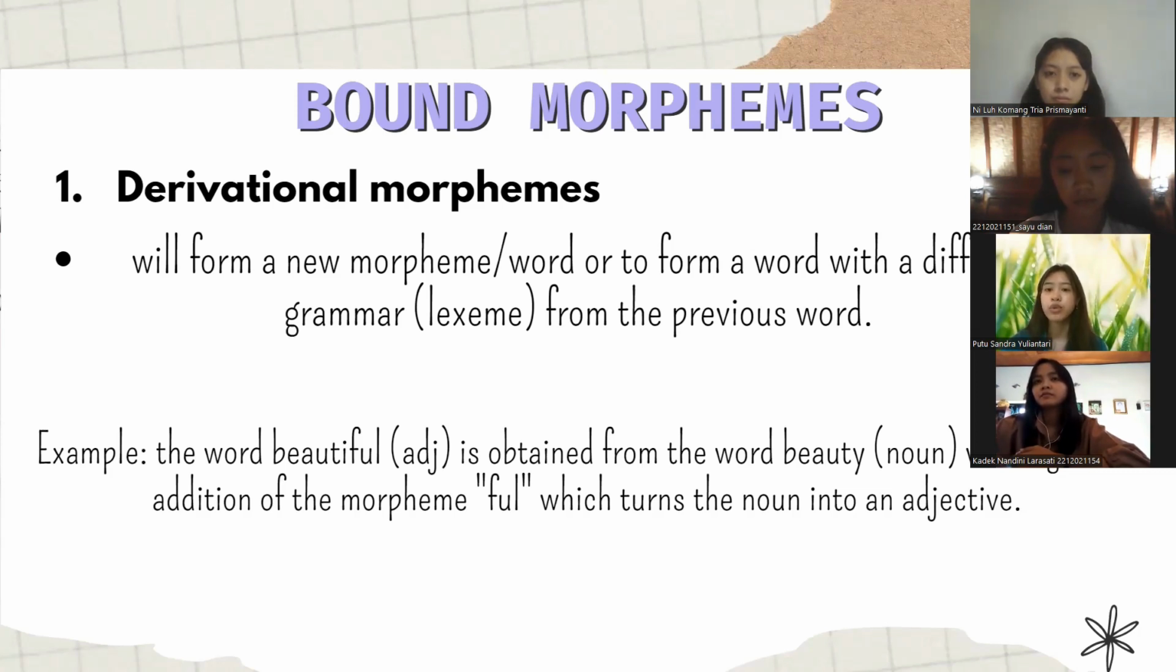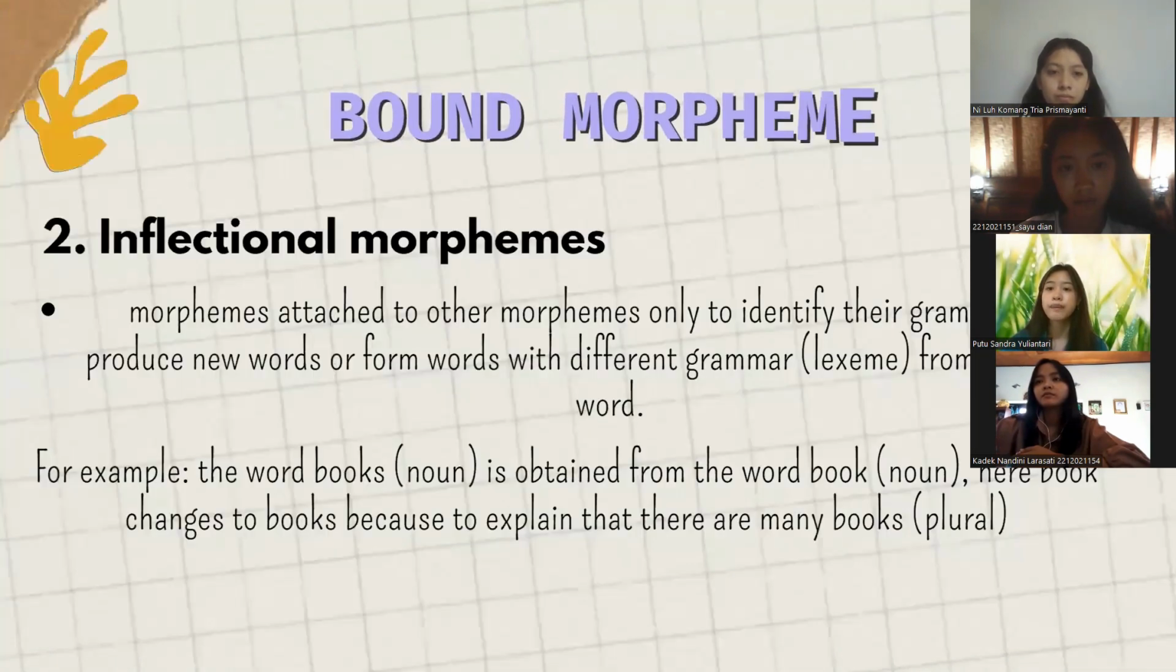Next is inflectional morphemes. Inflectional morphemes are morphemes attached to other morphemes only to identify their grammar, not to produce new words or form words with different grammar or lexeme from the previous word. For example, the word books is a noun. It's obtained from the word book, noun. Here, book changed to books to explain that there are many books, or plural. So it doesn't change the lexeme of that word, because book to books remains the same thing, namely the noun lexeme.